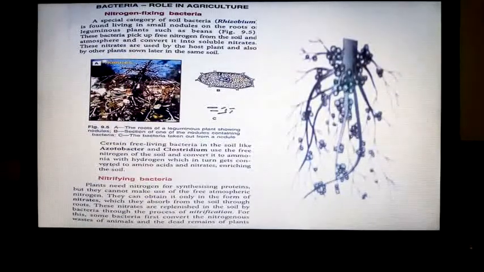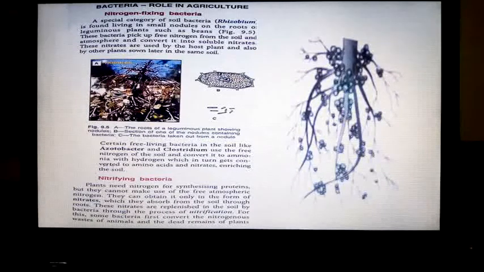These bacteria pick up free nitrogen from soil and atmosphere and convert it into soluble nitrates. These nitrates are used by the host plant and also by other plants sown later in the same soil. First crop they sow is a leguminous plant and they leave the roots inside. You can see the picture on the left side, how nodules are there like pimples. So many nodules are there, no? They all fix the nitrogen.